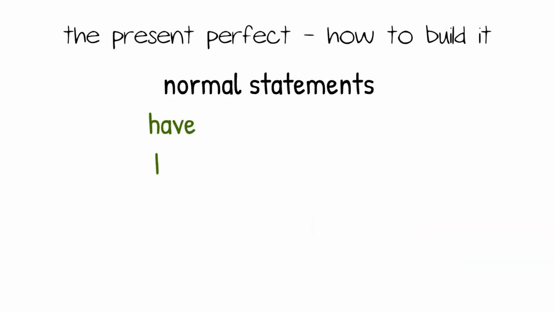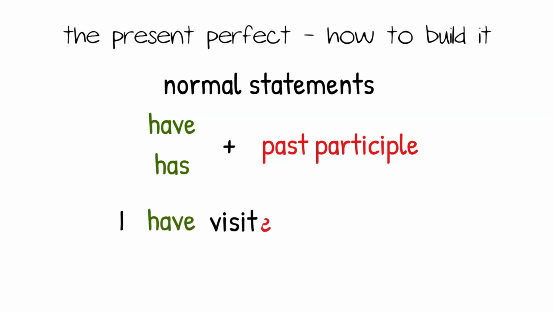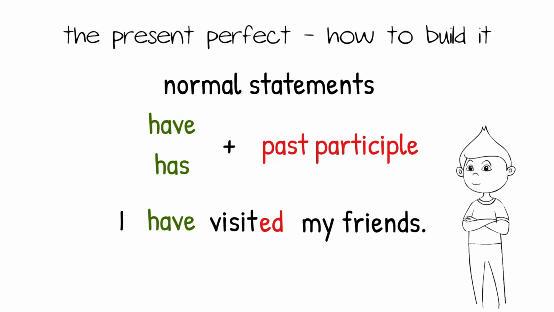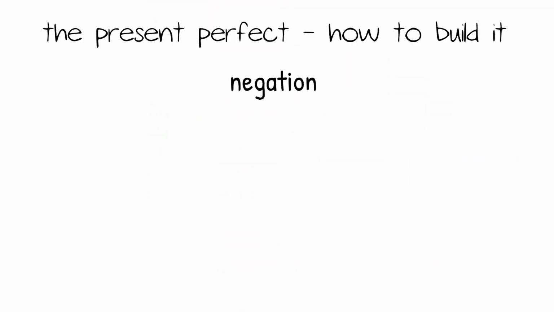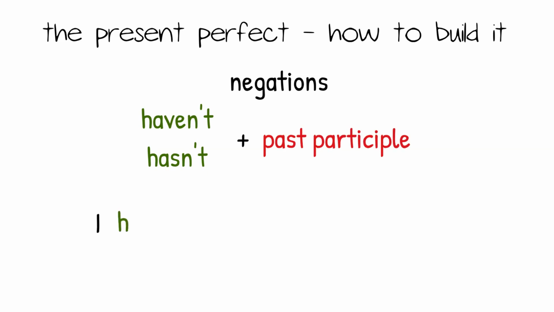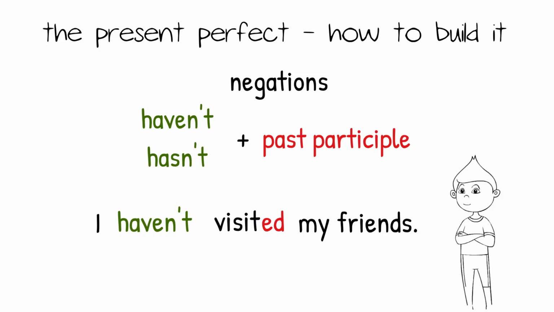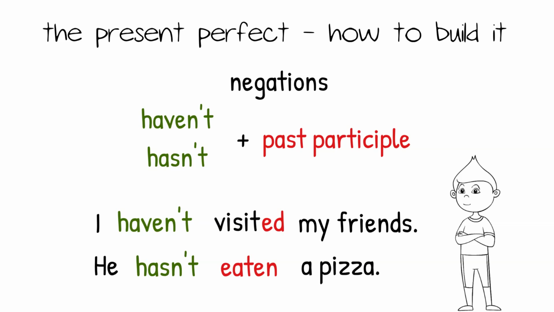A normal sentence would, for example, look like this: I have visited my friends. A sentence with an irregular verb would be I have eaten a pizza. Negations are pretty much the same. All you have to do is use haven't instead of have and hasn't instead of has. So our example sentences are I haven't visited my friends and he hasn't eaten a pizza.